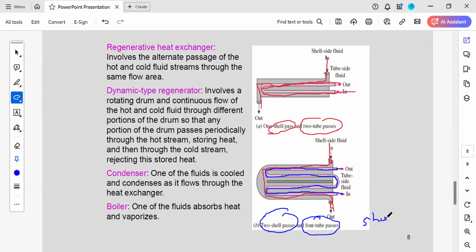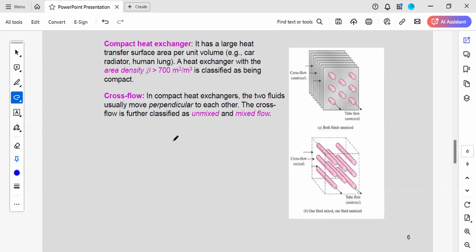So like this, based on the number of shell passes and the number of tube passes, we will get the name of shell and tube heat exchangers. So that is about the shell and tube heat exchanger.